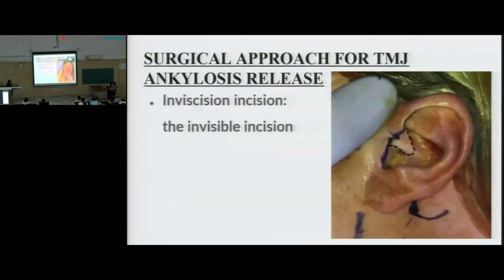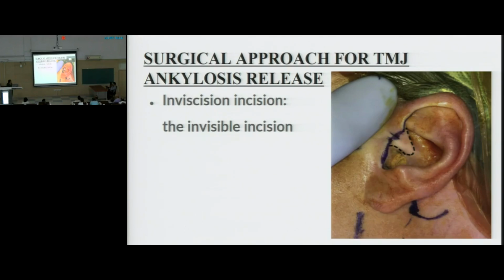And then when we plan for the ankylosis release, there are various incisions historically, right from the pre-auricular and endaural Blair incision. In the endaural Blair, which is more commonly used, the incision is very large, starting from the scalp area and going till the pre-auricular area.